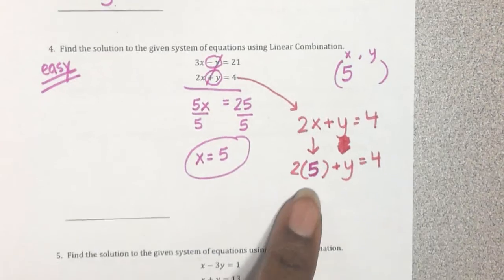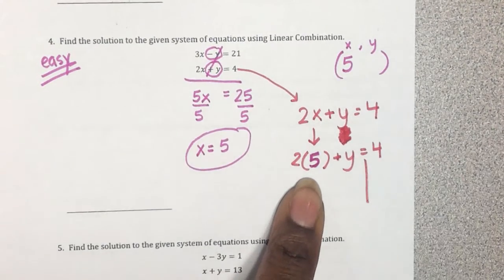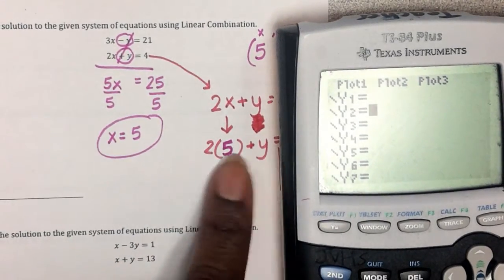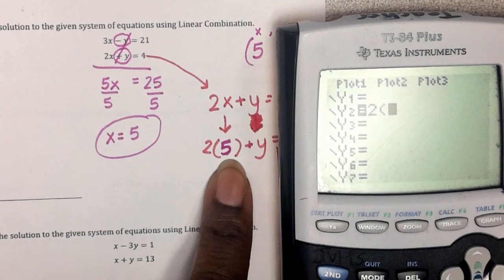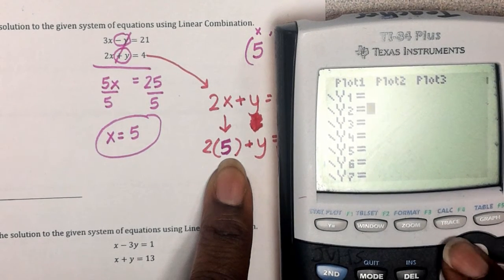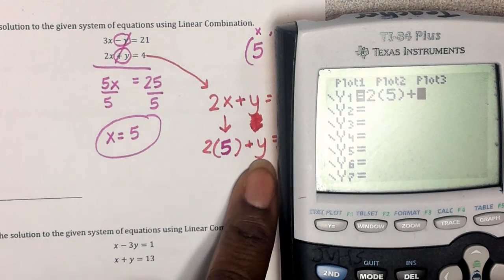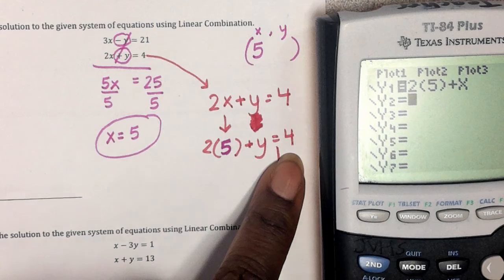And then from here, even if you don't know how to solve, you know how to use your calculator. y1 and y2, don't forget that, especially because tomorrow is the test. So I'm going to put this side in the y1, 2. Maybe not the y2. There we go. And the y1: 2, parentheses, 5, plus, I've got to change it to x. And then what's going to go in the y2? Oh, a 4. Just a measly old 4.